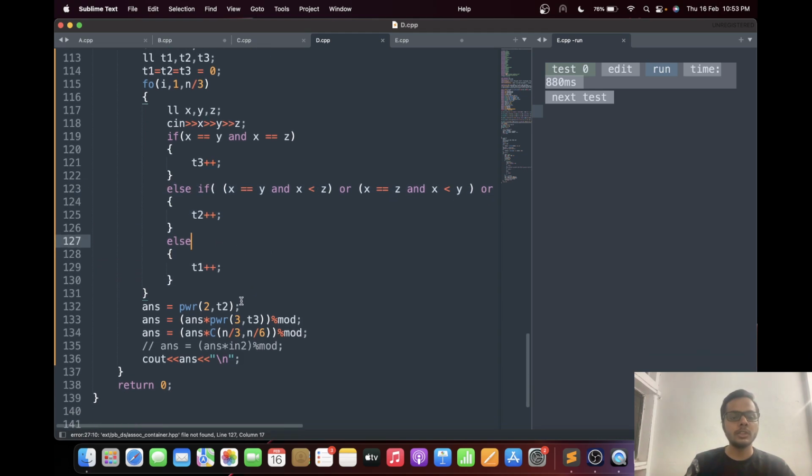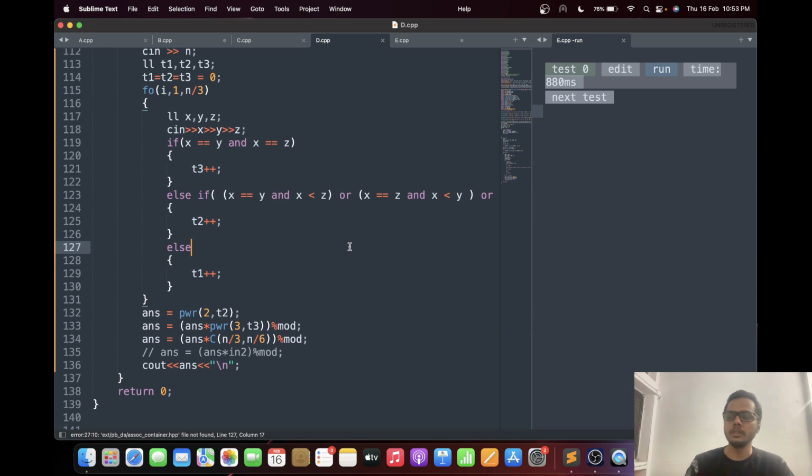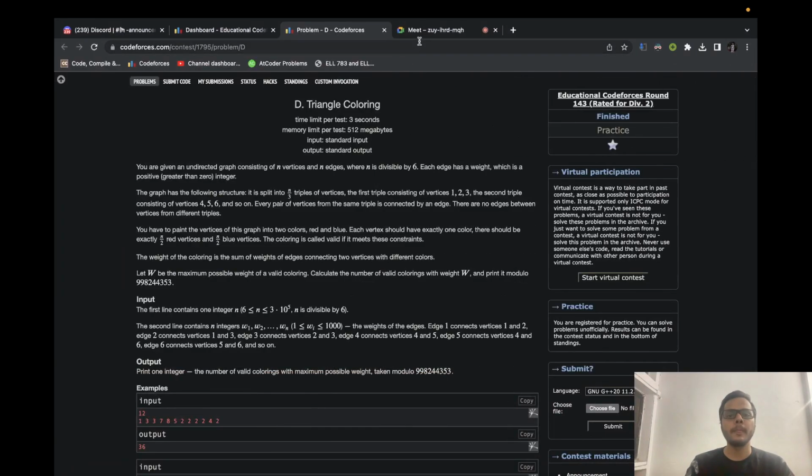So your answer is going to be 2 raised to the power t2 into 3 raised to the power t3 into n over 3 c n over 6, right? So yeah, this completes the solution to problem B. So is there any doubt in this problem?